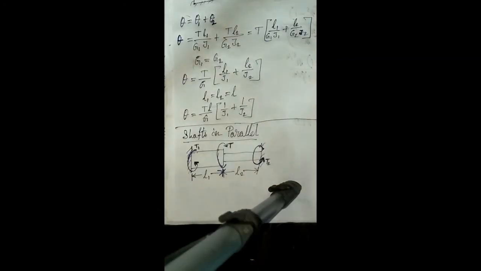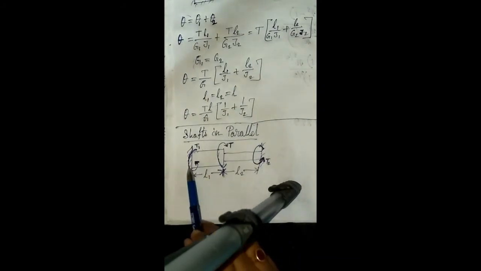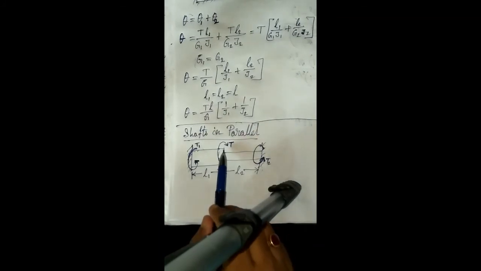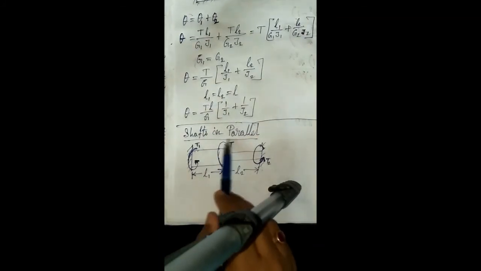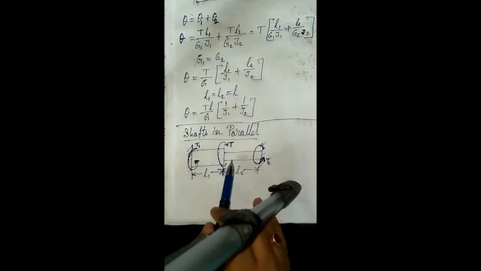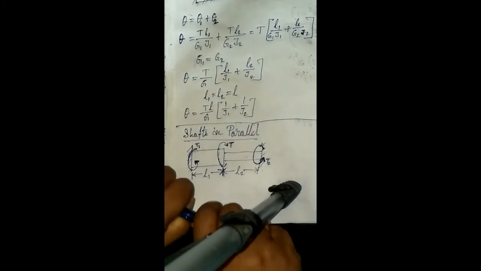Let's see if the shafts are connected in parallel. This is the connection. If the shafts are connected in parallel, both ends of this connection are fixed. You can see both ends are fixed, and if we apply a torque in the middle of these two shafts in clockwise direction, as shown in the figure, then the torque that arises at both ends of these two shafts is anti-clockwise.